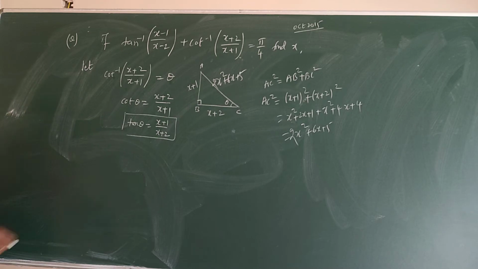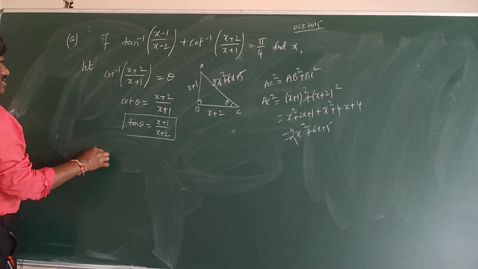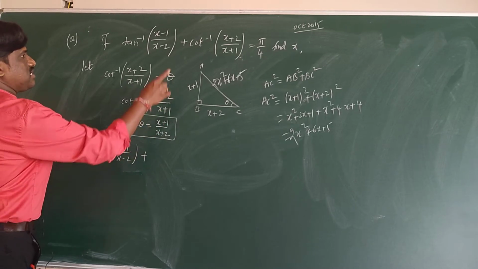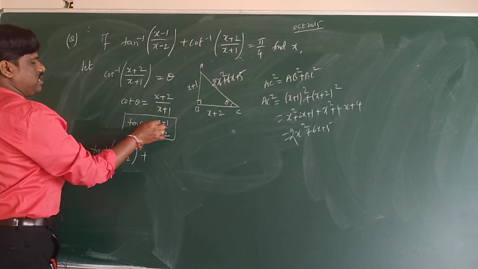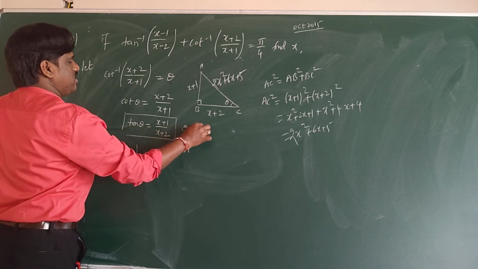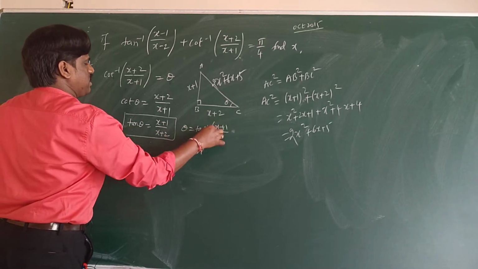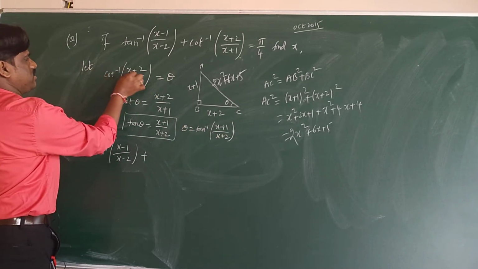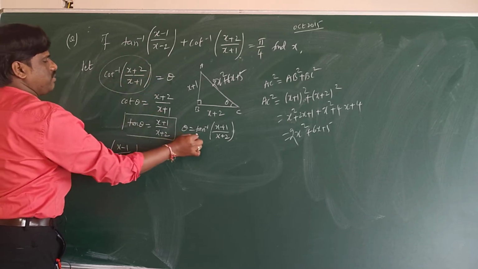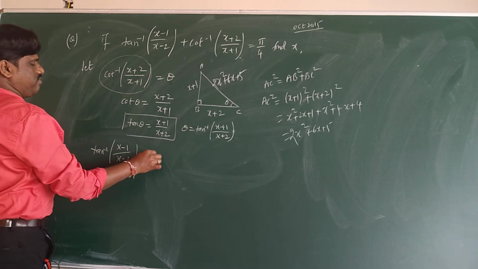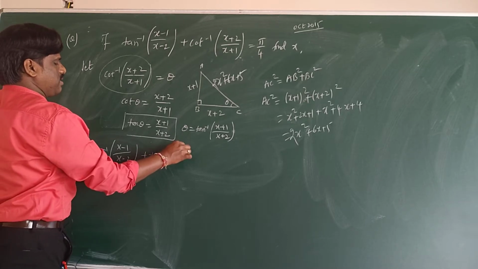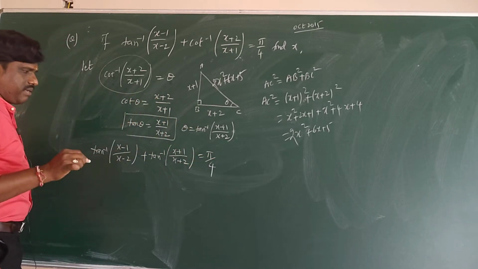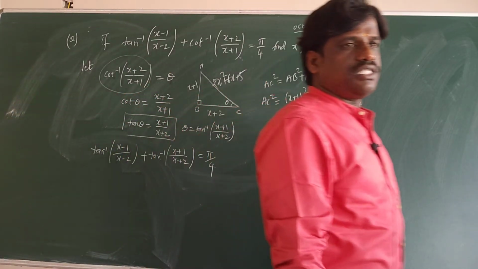Because I got tan, now I can replace this one. Tan inverse I can write as (x minus 1) by (x minus 2), plus, and this I can write as: if tan theta is (x plus 1) by (x plus 2), theta is equal to tan inverse of (x plus 1) by (x plus 2). That tan theta is nothing but cot inverse; cot inverse of this value will be equal to tan inverse of this value. So tan inverse of (x plus 1) by (x plus 2) is equal to, they given, pi by 4.